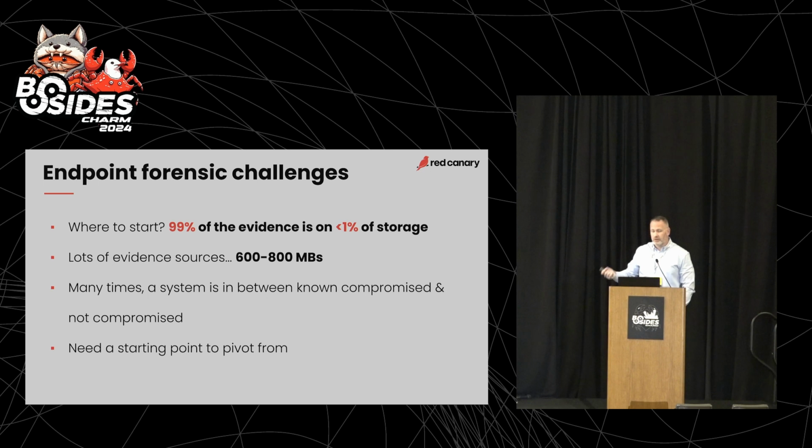So what we're really looking for is a good starting point. Here's the other thing. We may suspect a system is compromised. It exists in this weird gray area between we know it's completely bricked because there's a ransomware note on it, or it's not compromised, it's purely not been touched, we're good. There's a gray area.